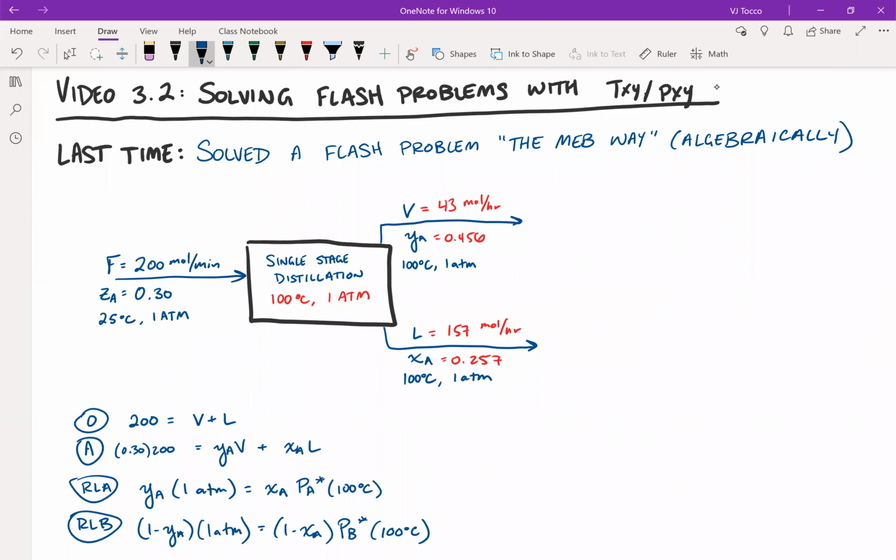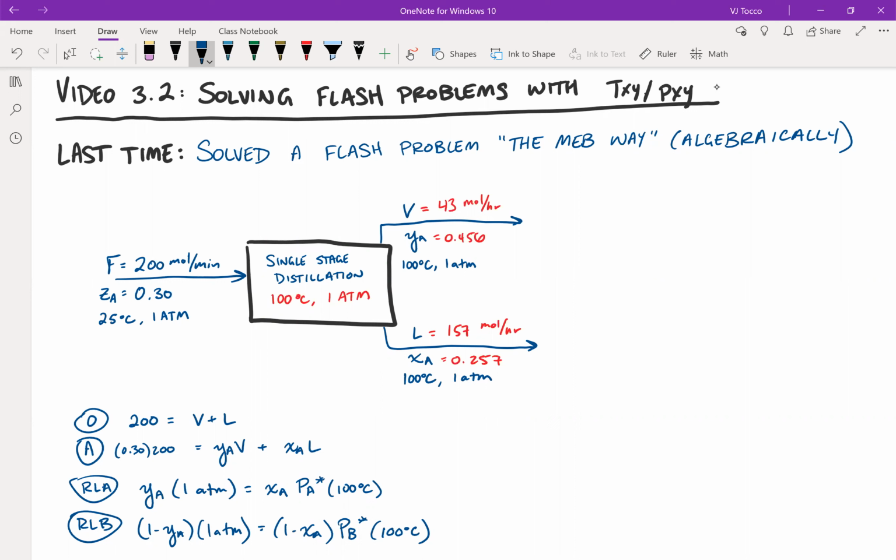Previously on separation and mass transfer operations, I reviewed how to solve a flash distillation problem in the way that you would have in material and energy balances. The example problem from last time involved benzene toluene at a given feed flow rate and composition, and we were also told what the temperature and pressure of the single-stage distillation unit was.